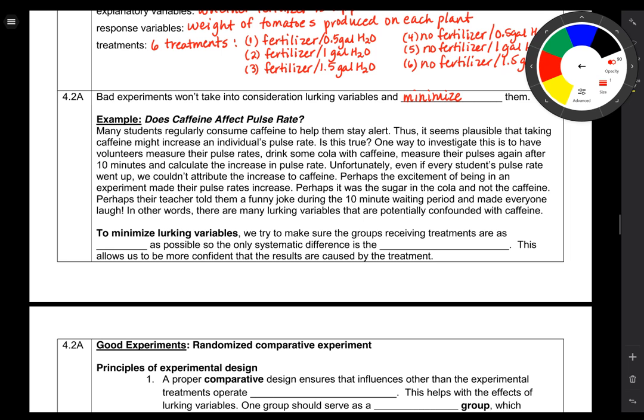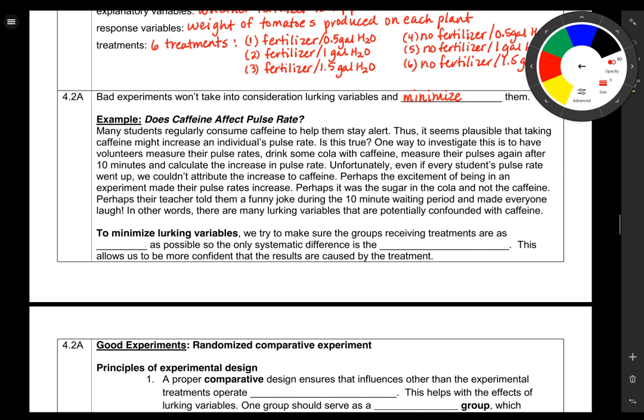Is this true? Well, one way to investigate this is to have volunteers measure their pulse rates, drink some cola with caffeine, measure their pulse rates again after 10 minutes, and calculate the increase in pulse rate. Unfortunately, even if every student's pulse rate went up, we couldn't attribute the increase to caffeine. Perhaps the excitement of just being in an experiment made their pulse rates increase, or perhaps it was the sugar in the soda and not the caffeine. Or perhaps their teacher told them a funny joke during the 10-minute waiting period and made everyone laugh.